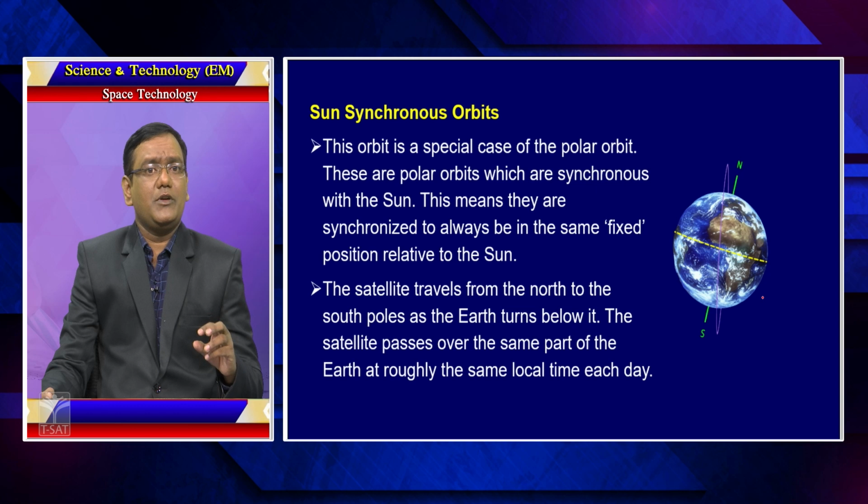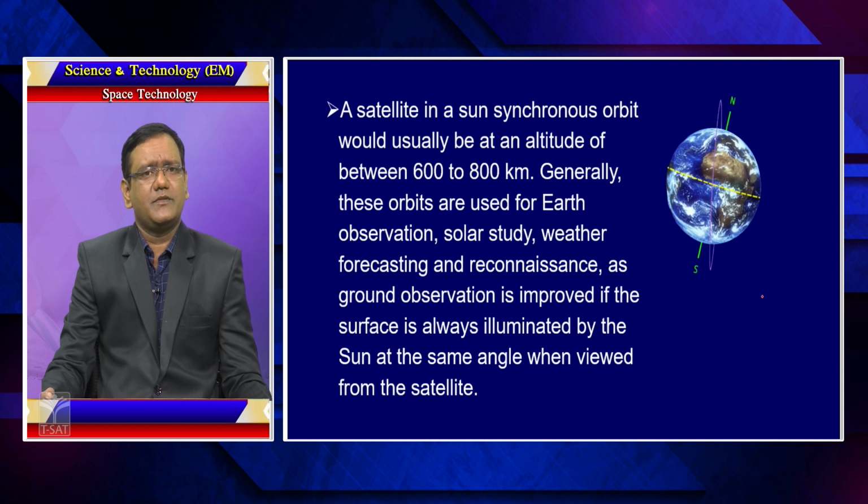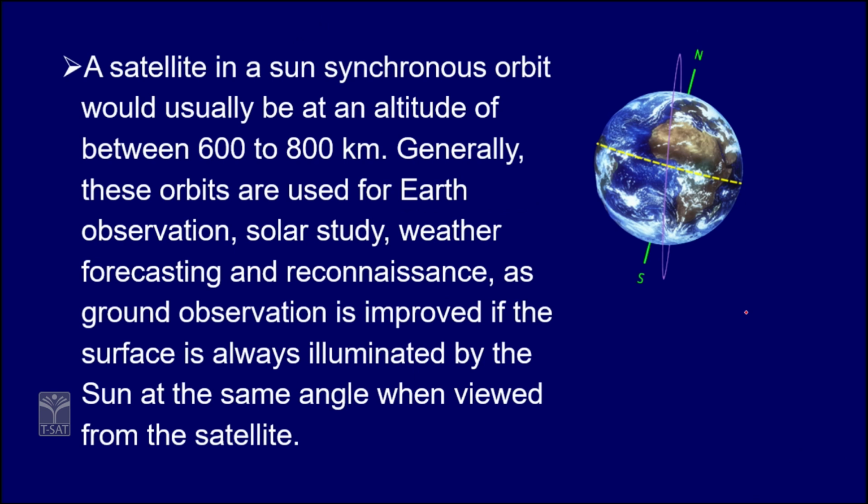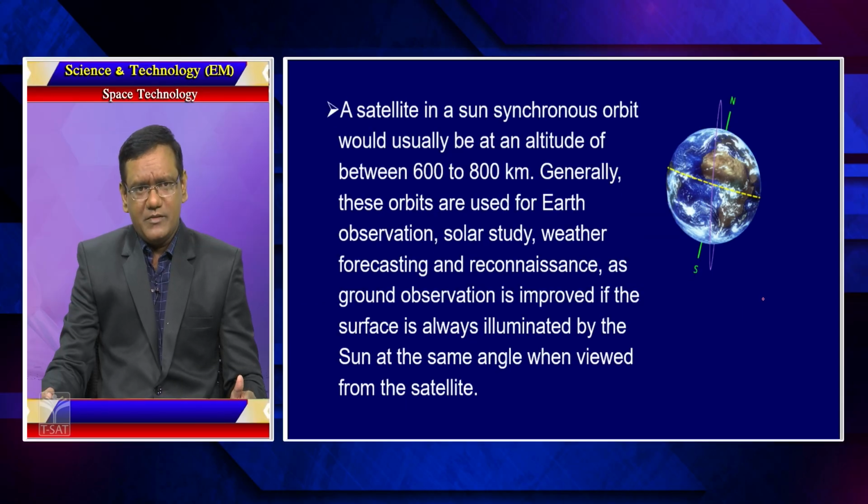So if you want to observe Hyderabad every day at a particular time, then we will be using the Sun-synchronous orbits. If we want to observe a place at a particular time, then we will be using these Sun-synchronous orbits. A satellite in a Sun-synchronous orbit would usually be at an altitude between 600 to 800 kilometers. Generally, these orbits are used for Earth observation, solar study, weather forecasting and reconnaissance.